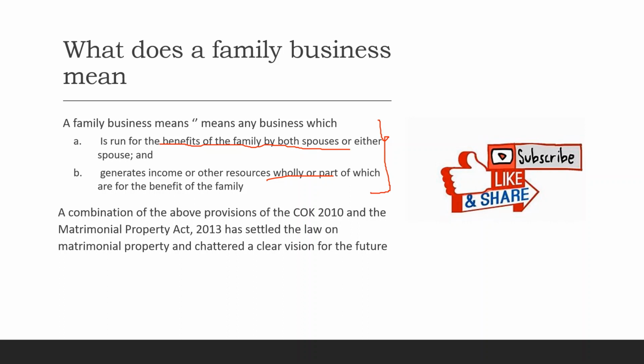So a combination of the above provisions: remember we started from Article 45(3) of the Constitution of Kenya, and then we went to Article 68, and then we came to the Matrimonial Property Act 2013, Sections 7 and 6(3). A combination of these provisions of the Constitution and the Matrimonial Property Act has settled the law on matrimonial property and charted a clear vision for the future. So I want us to understand what exactly amounts to matrimonial property, and does it mean that you have to share this property equally? Of course, the answer, as we already agreed, is no.